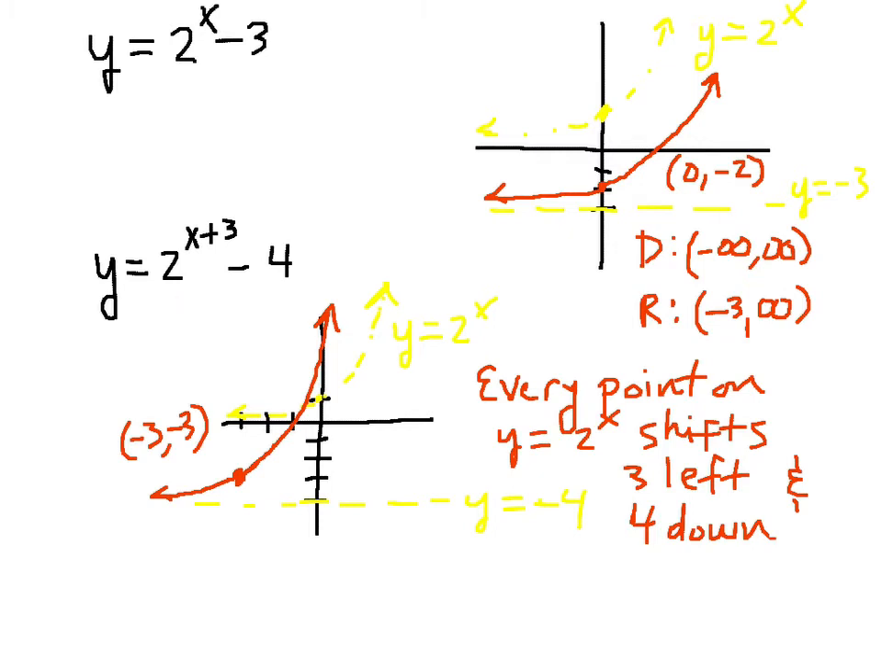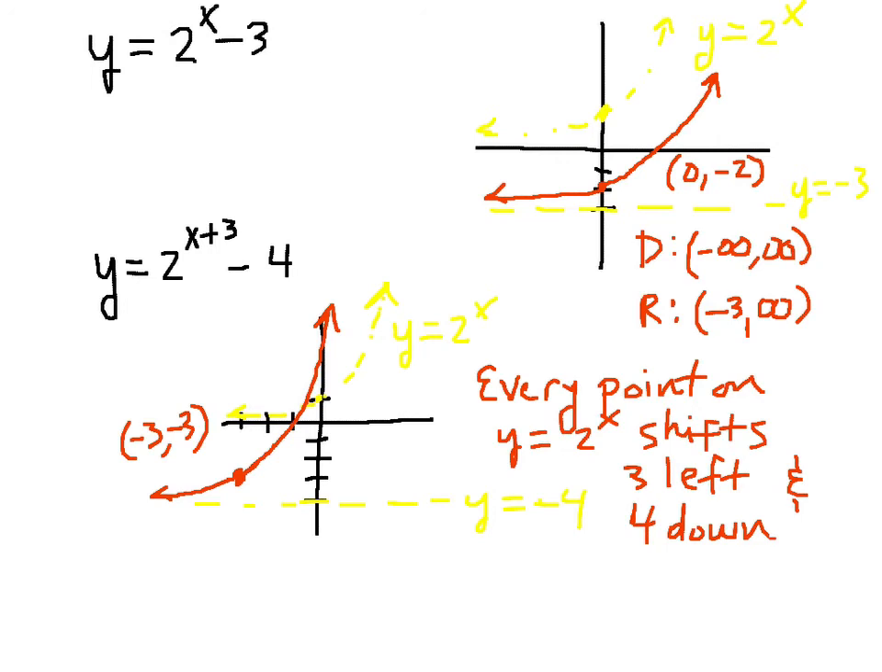Now our next example, we have both a horizontal and vertical shift for our locator point. So we're going to start with drawing out the horizontal asymptote, which is right here, y equals -4. And then we're going to put our phantom graph, y equals 2 to the x, here. And then all we're going to do is we're going to move our graph 3 to the left and 4 down, and find our new locator point at -3, -3. All these points follow the shift. So if you can just grab them all, move them 3 over to the left and 4 down, we get our new graph.